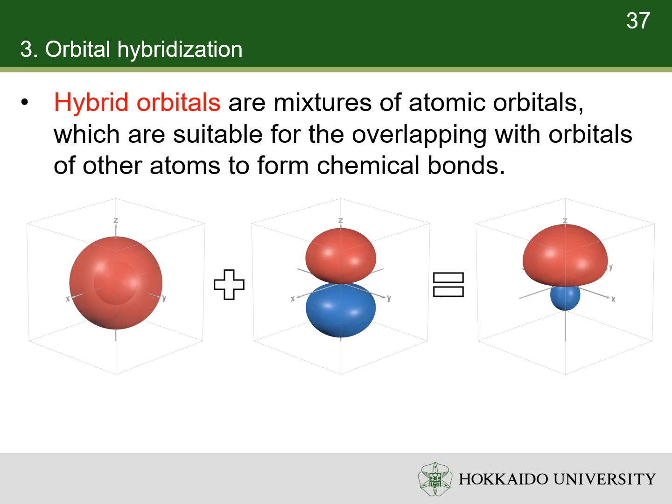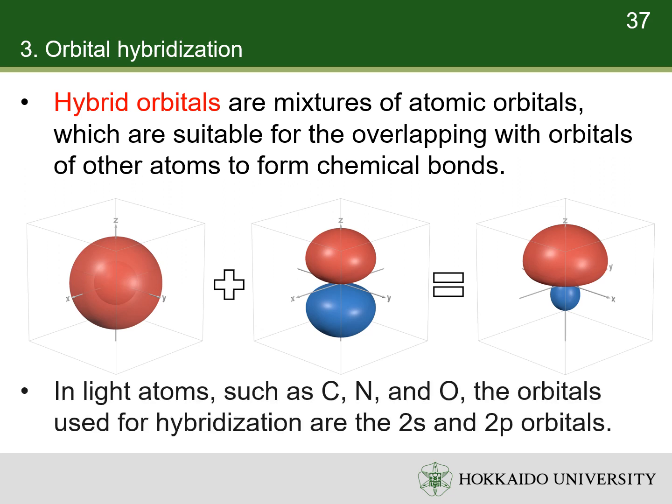Hybrid orbitals are assumed to be mixtures of atomic orbitals, superimposed on each other in various proportions, which are suitable for overlapping with orbitals of other atoms to form chemical bonds. In light atoms, such as carbon, nitrogen, and oxygen, the atomic orbitals used are the 2s and 2p orbitals.